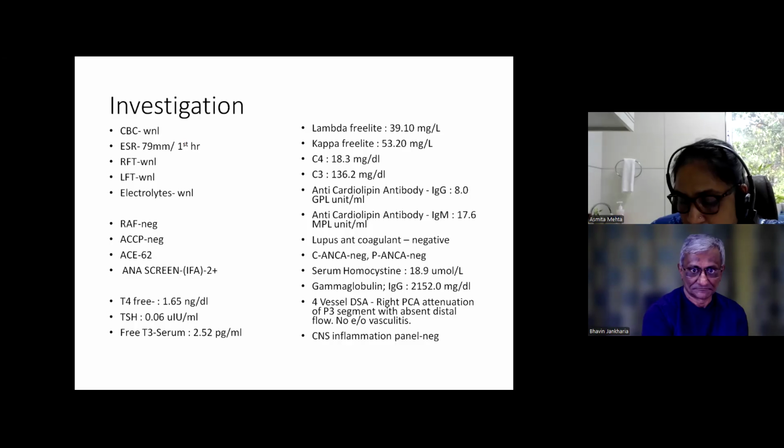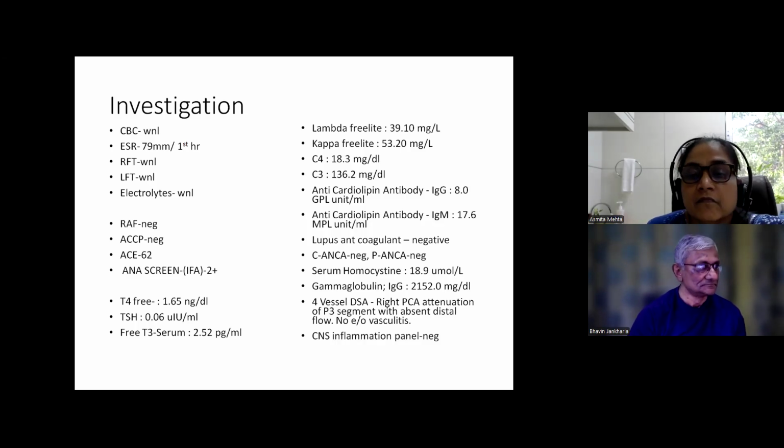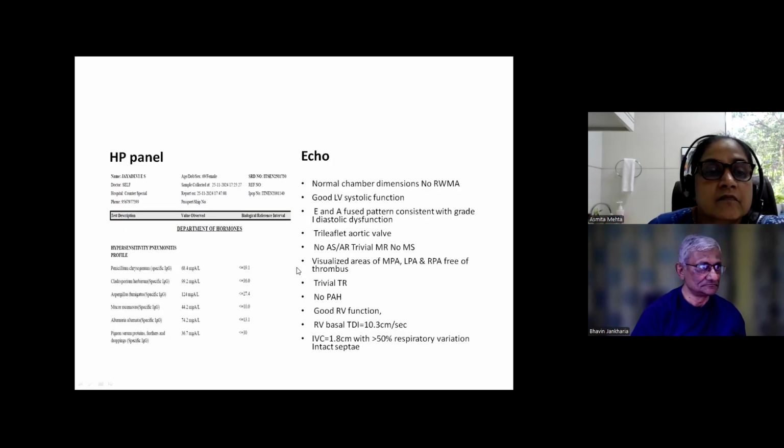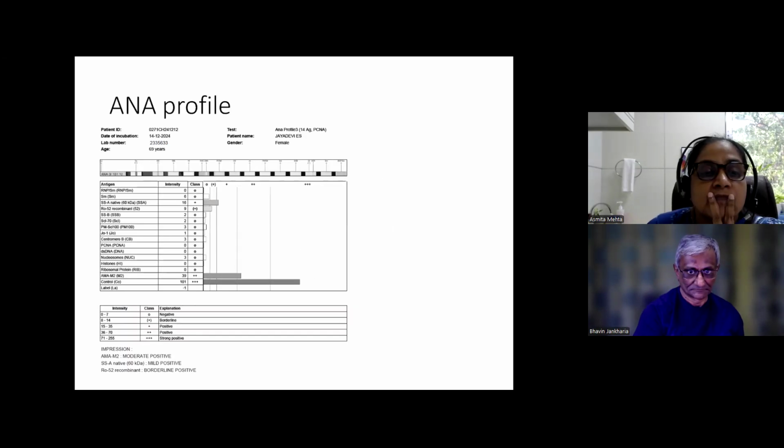These were the investigations. The notable ones were an elevated ESR of 79, ACE was 62, RA factor and ACP were negative, and the ANA screen showed 2 plus. The other investigations were essentially within normal limits. These were done as part of the connective tissue workup when she developed the stroke. In view of the exposure history, I sent an HP panel, and an echo was done. The HP panel came positive for almost everything we tested: multiple fungi as well as pigeon proteins, and the echo was normal. The ANA profile was positive.